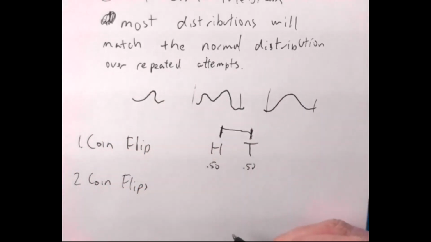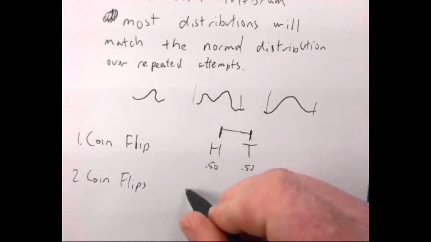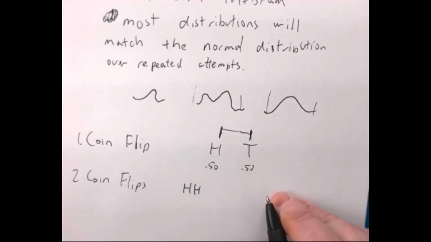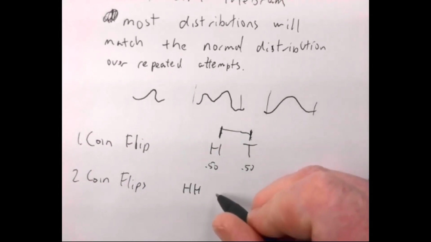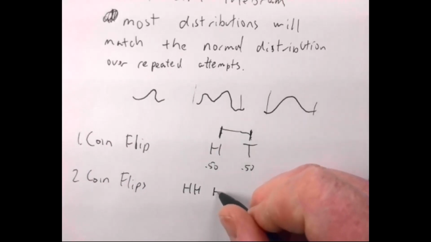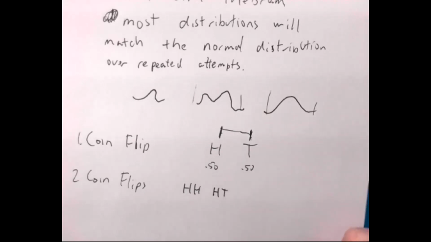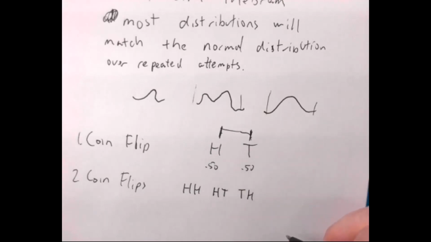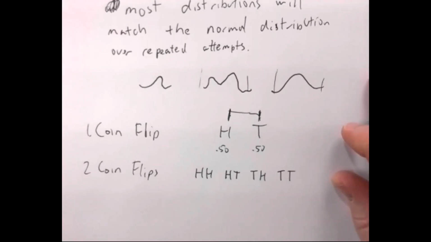You have two coin flips, what could happen? Okay, well, you could have a head and a head. You could have a head and a tail. You have a tail and a head. Or you could have a tail and a tail. Right, those are the possibilities.